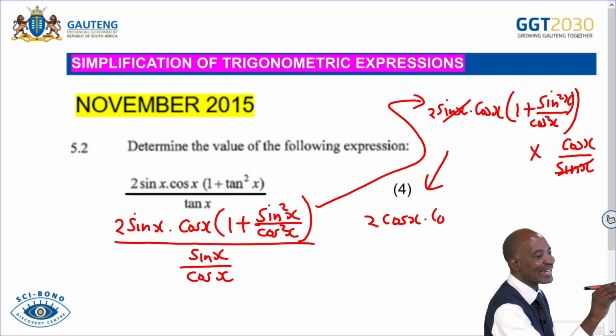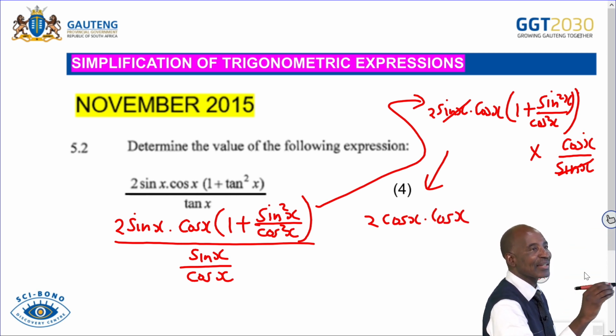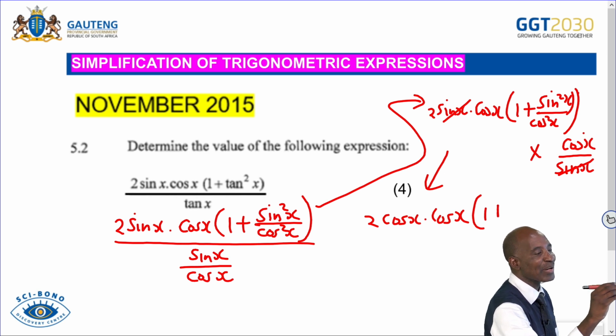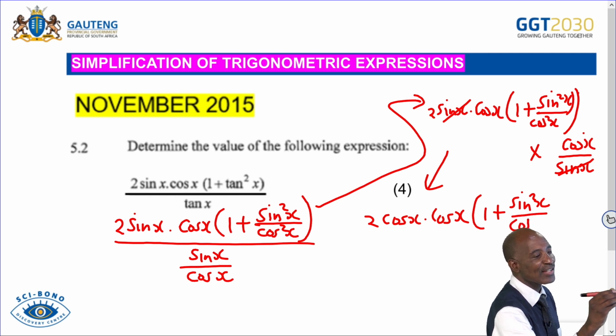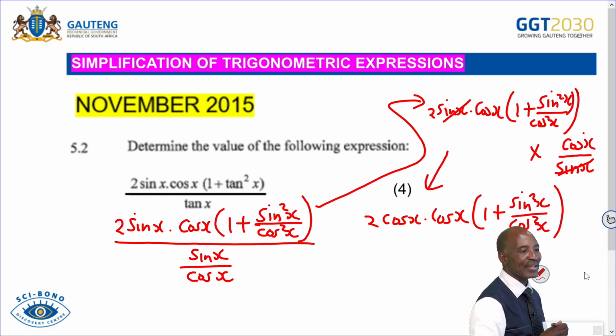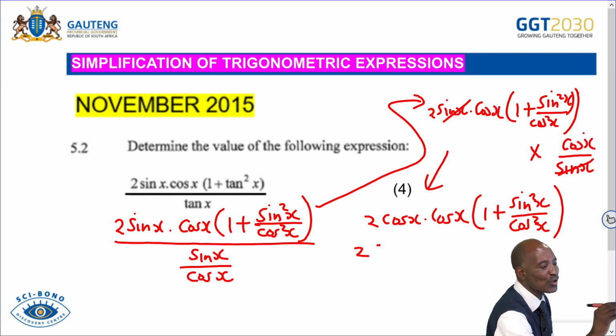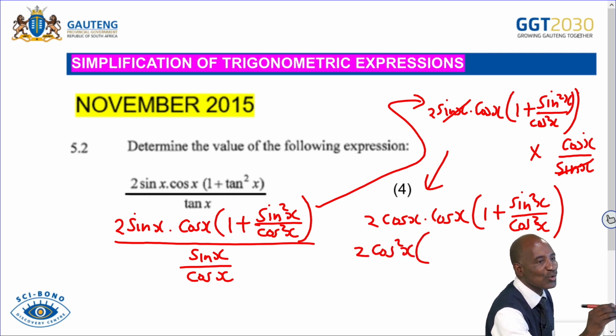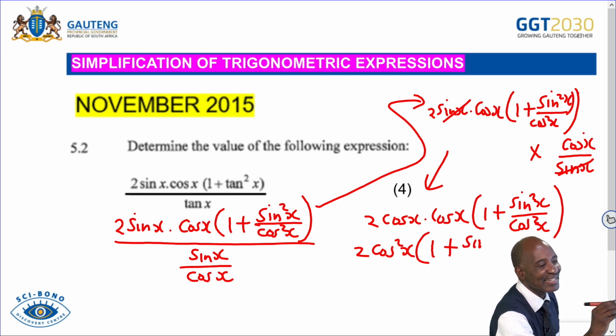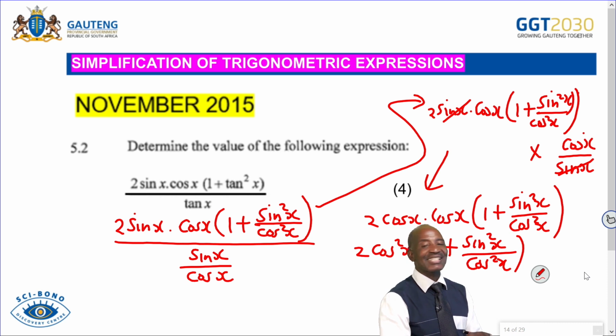times another cos x, which is this one, and then into 1 plus sine squared x over cos squared x, like that. Then this gives us 2 cos squared x into 1 plus sine squared x divided by cos squared x. Then we are going to use the distributive property. I'm going to leave my 2 outside and distribute cos squared. I have a reason why I'm leaving 2.